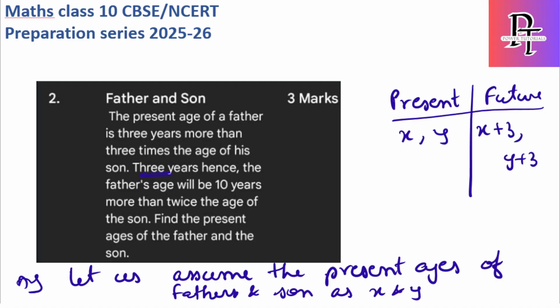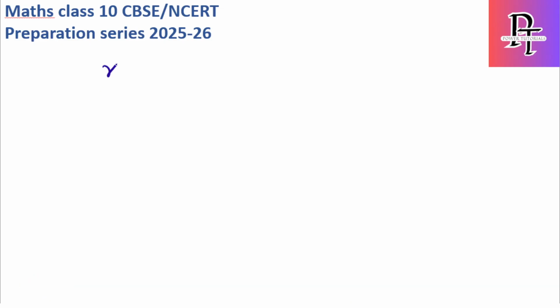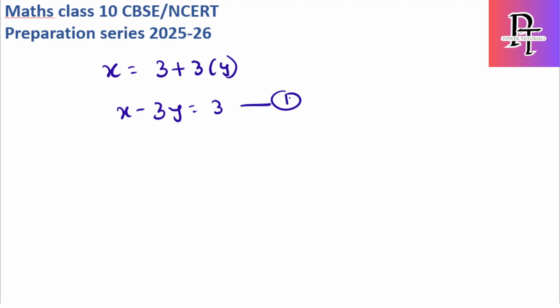Okay, now let's see what is the condition they have mentioned. The present age of father is 3 years more than 3 times the age of his son. So x equals 3y plus 3. Now let's move 3y to the left side, it becomes x minus 3y is equal to 3. So this is a 3 marks question, so that's why the calculation is a little easier when compared to the previous question. Okay, let's see the second scenario.